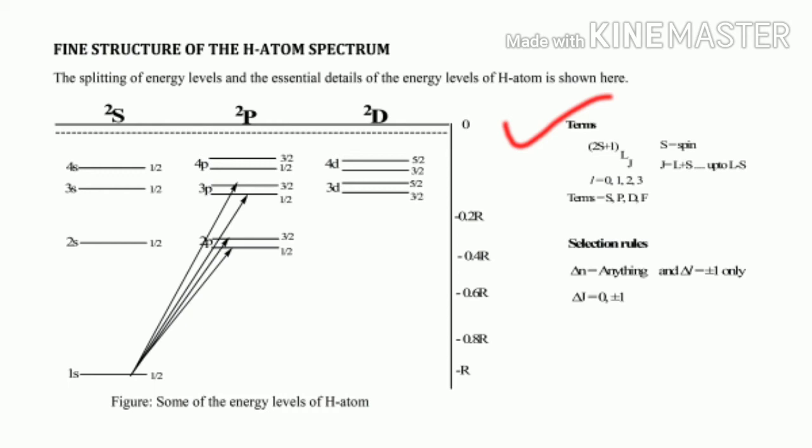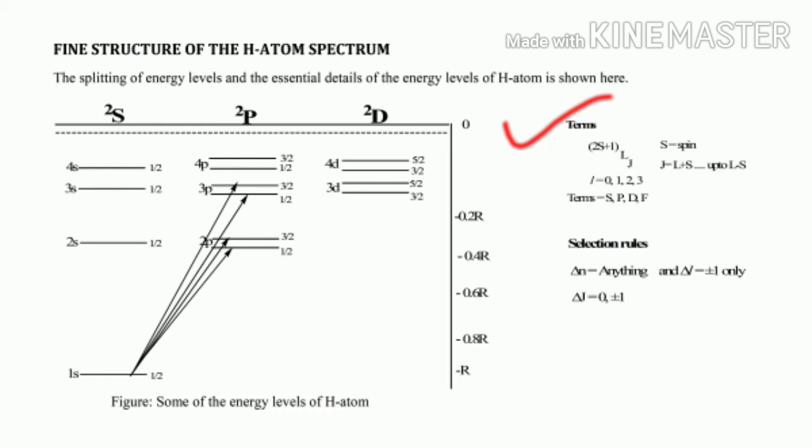So all the terms will be doublet. In case of S orbital, L is equal to 0, so it represents an S term. Therefore this is the 2S state. Similarly, when L is equal to 1, it represents a P term. So the term will be 2P.